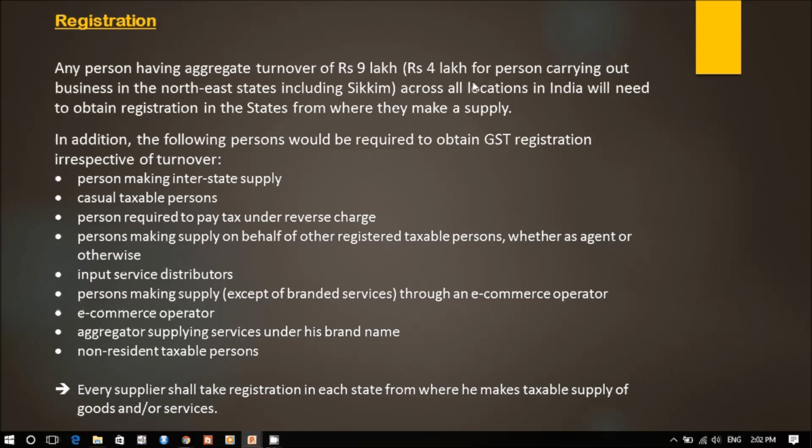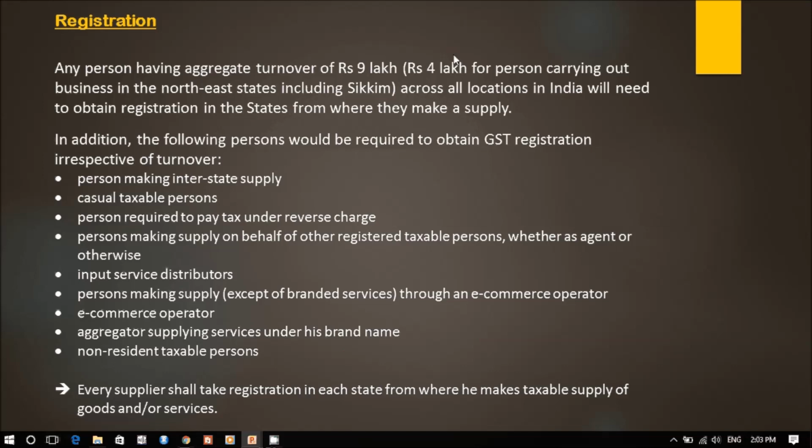And one more thing: we have to check these limits for all locations in India. If a company has operations in 10 states, then for the purpose of calculating this limit, we have to aggregate the turnover of all the locations.